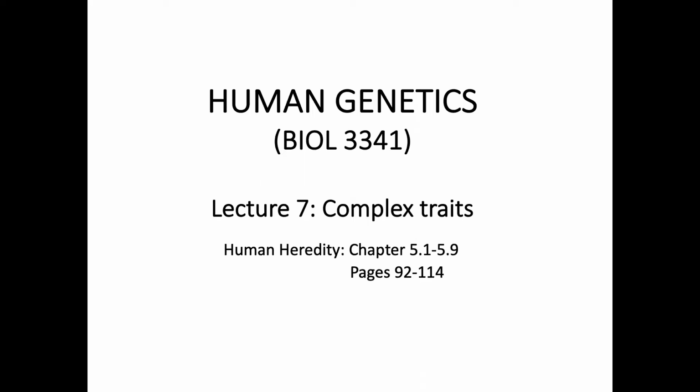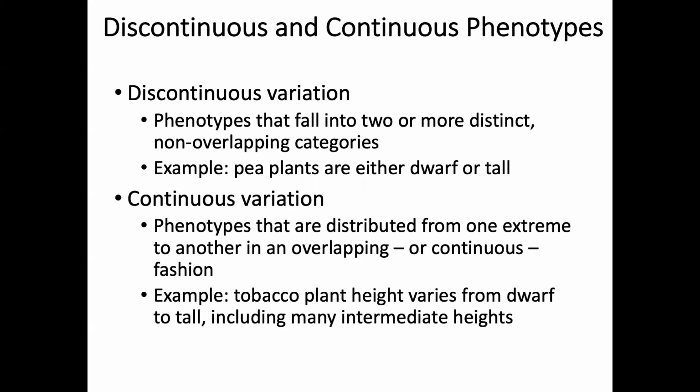So today we'll discuss complex traits. When Mendel was working with garden peas, each pair of traits only had 2 phenotypes. For instance, seeds are smooth or wrinkled, and green or yellow. There was nothing in between.